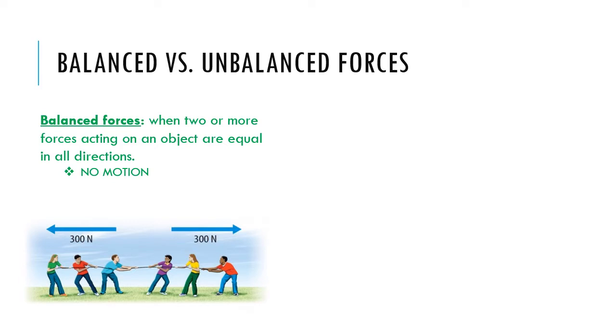Okay, so once again, our balanced forces are when 2 or more forces acting on an object are equal in all directions. So notice here, what is the force being pulled in this tug of war game to the left? 300 newtons. And to the right? Also 300 newtons. So ultimately, they have equal strength on both sides. So there's not going to be any motion.